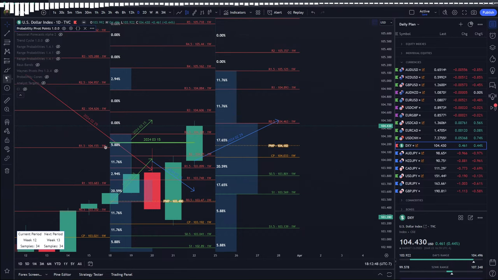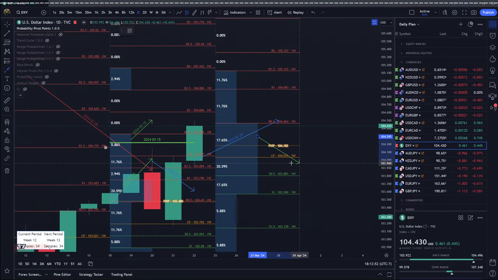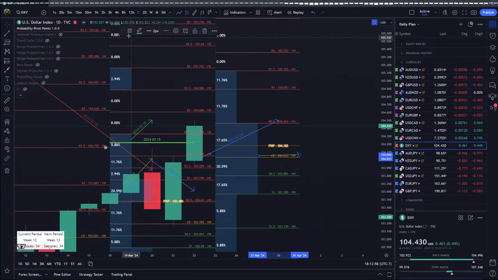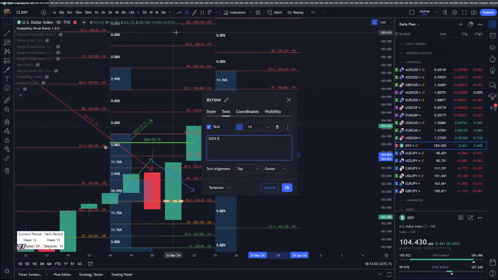Let's just look at our nominal odds here. So for next week, somewhere around here probably would be the close. Let's go ahead and set that to blue. And today is the 22nd of March, 2024.